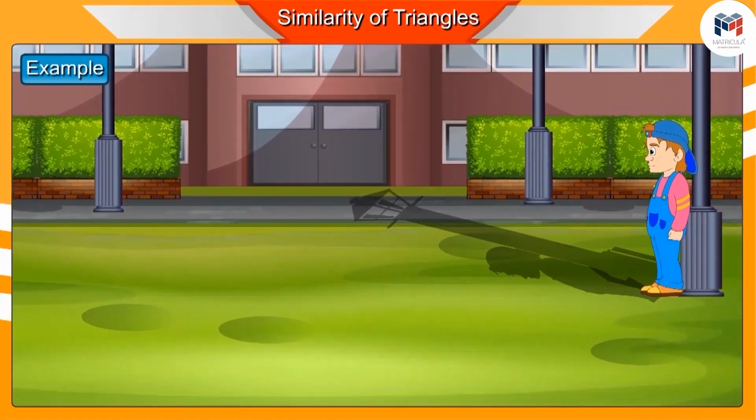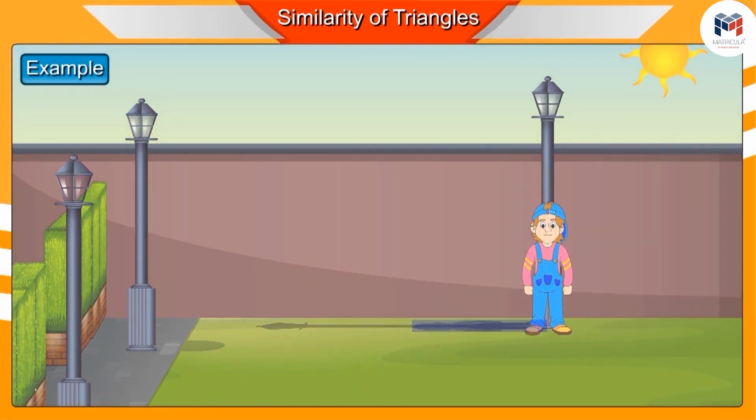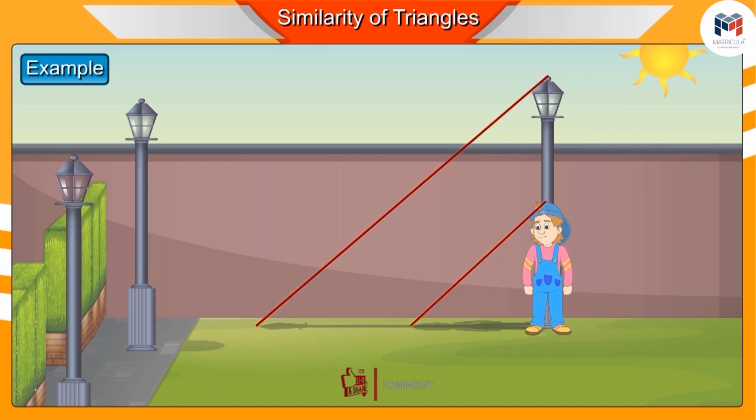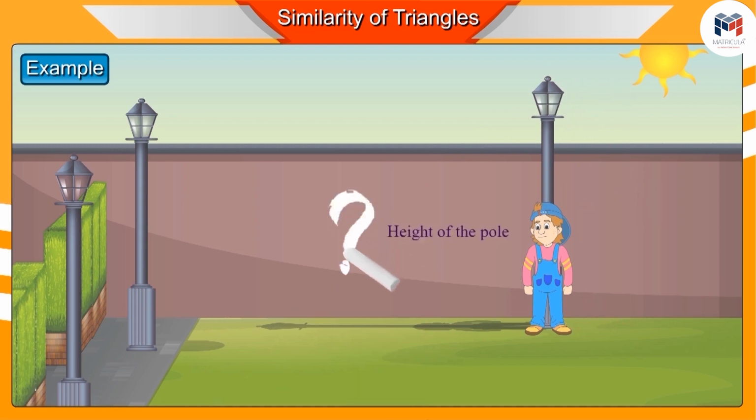Nakul was standing below a pole built in his school. The length of his shadow was 4 feet, and the length of the shadow of the pole was 7 feet. He sees that the lines connecting the ends of the two shadows at their maximum heights were parallel to each other. If the height of Nakul is 5 feet, then find the height of the pole. Can you find this?